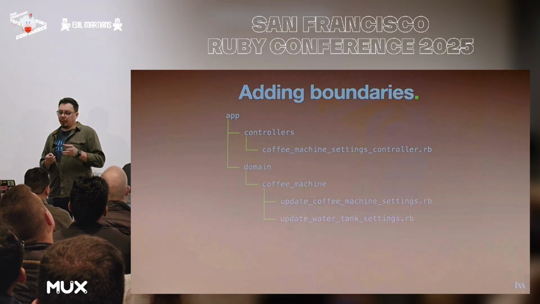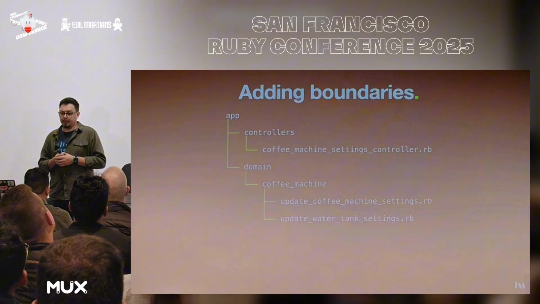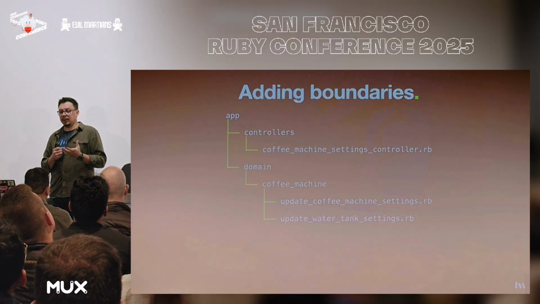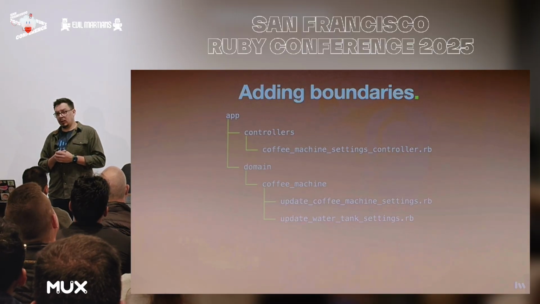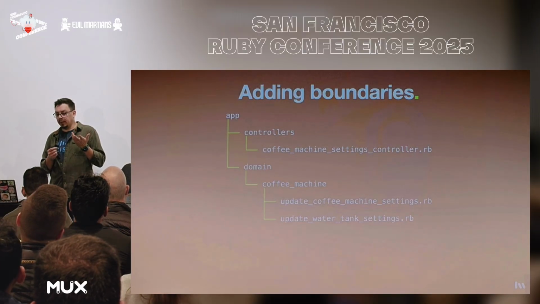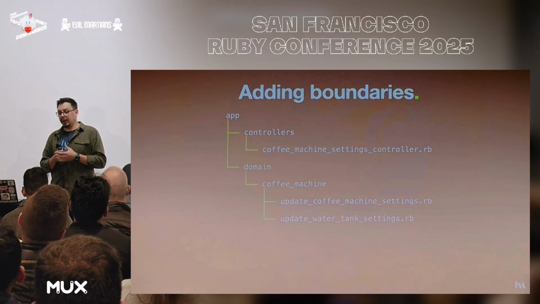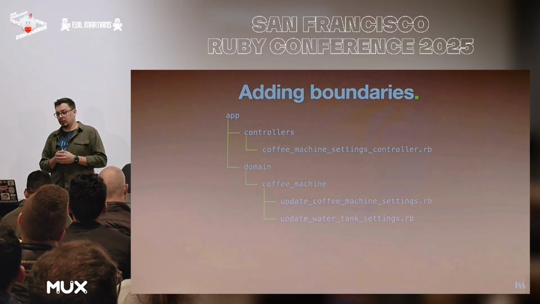Now, we start with all the code in the controllers directory. All the code was in a controller. But now that we've extracted classes, we have the ability to move that code into a different directory. So here we've introduced a domain directory. It could be called something else. In this case, let's call it domain. And we created a coffee machine subdirectory. And we moved the new classes in there.